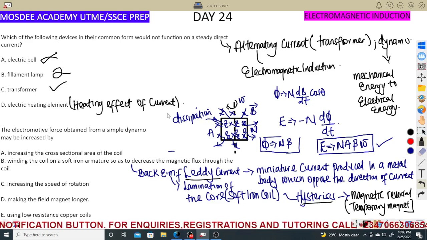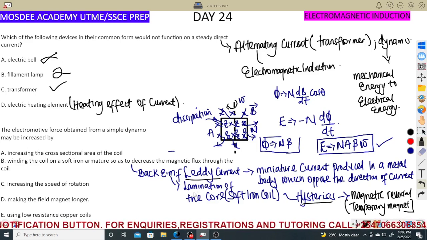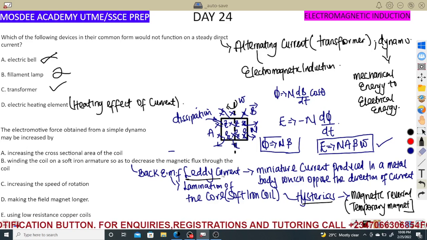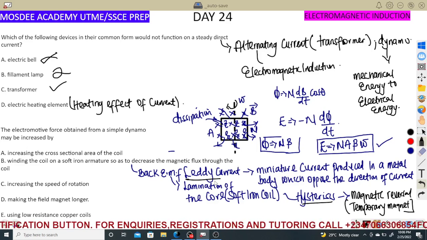We've talked about that. Under the effect of eddy currents, you laminate the core. In the case of electrolysis, you use a temporary magnet. You can see the way I've opened it down in the short concept in milliseconds. So that's how to do that. We move to the next question.